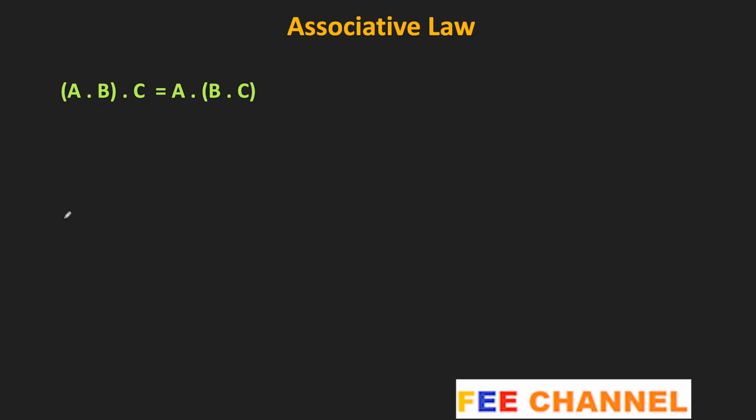So, that is the commutative law. Then the next is the associative law. As per this law, the AND operation of A and B followed by C is the same as the AND operation of B and C with A.